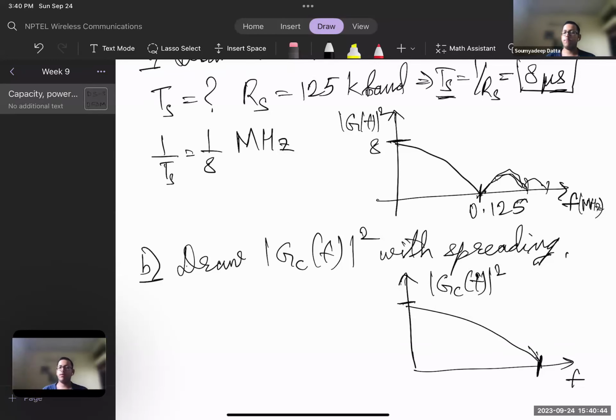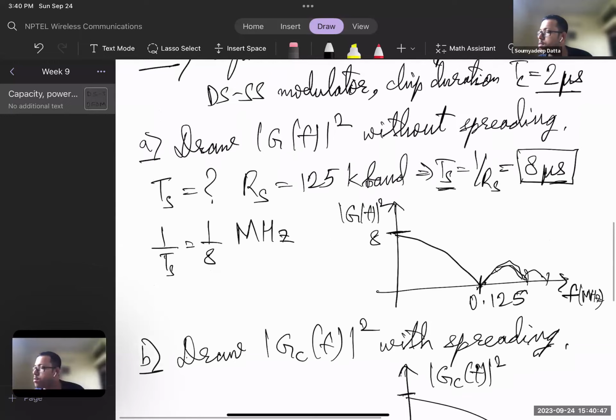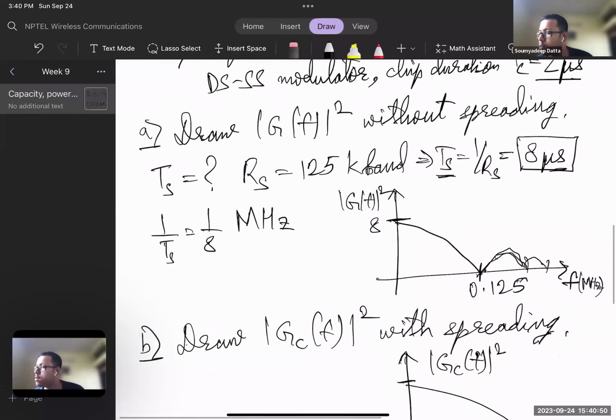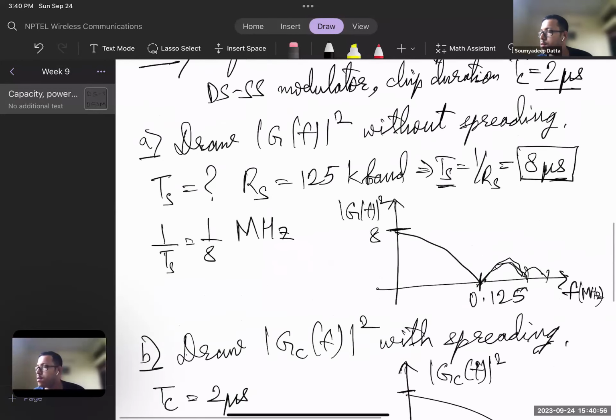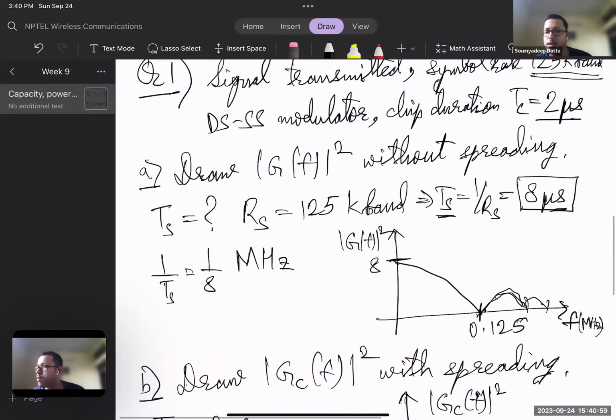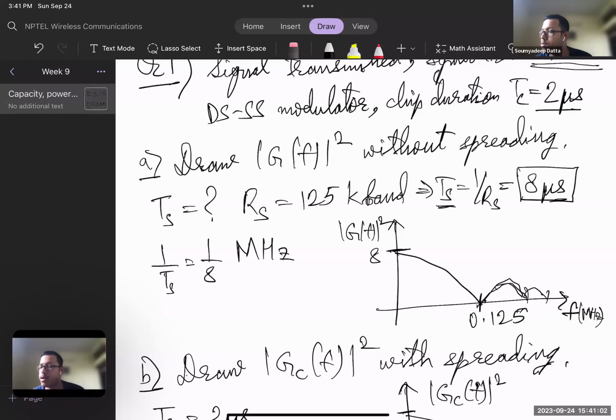So first, I need to find out essentially. So I know that the chip duration here is 2 microseconds. See, it's given in the question. Chip duration is 2 microseconds. And symbol duration I have already derived to be 8 microseconds. So what that means is that the Q factor is nothing but Ts by Tc, which is 8 by 2, which is 4. Right? So the magnitude is 8 by 4 square. It gets divided by 4 square. And the first crossing point gets multiplied by 4.